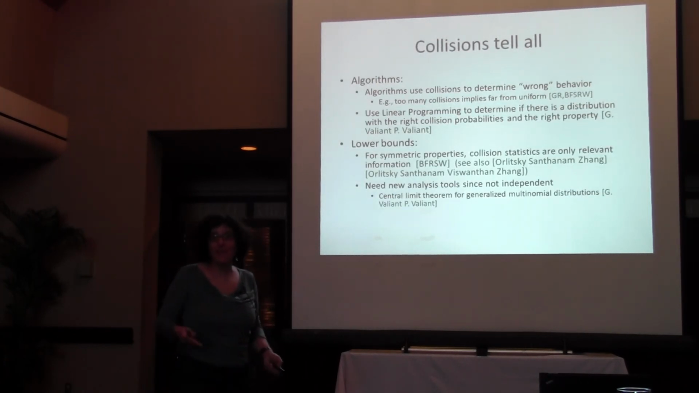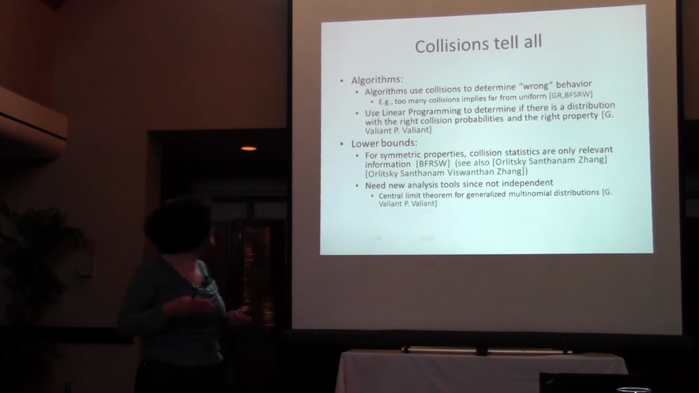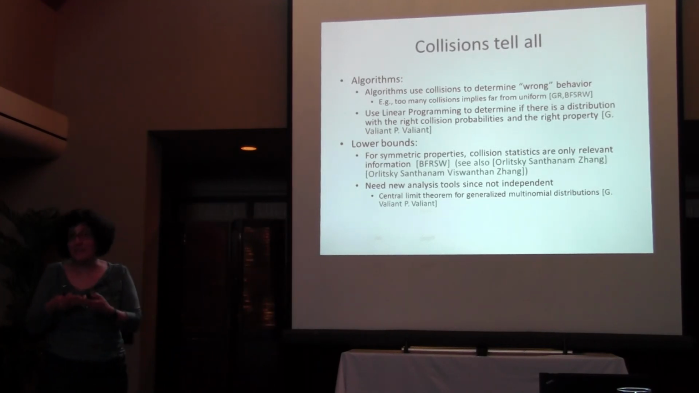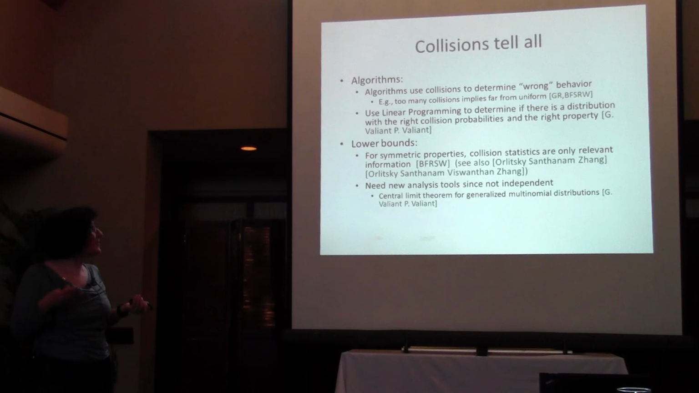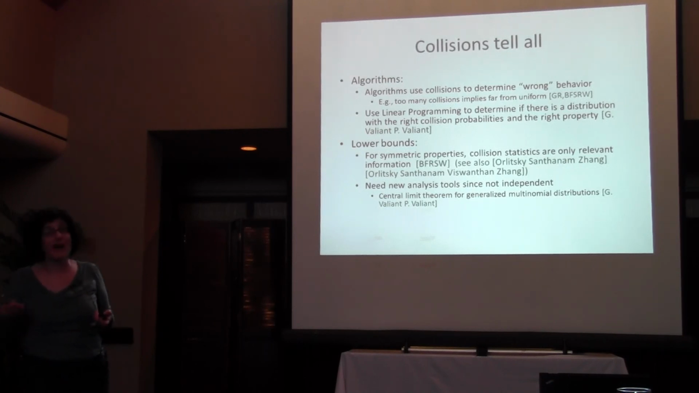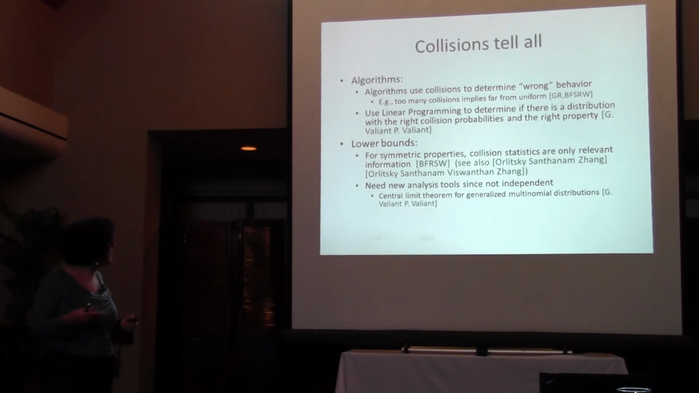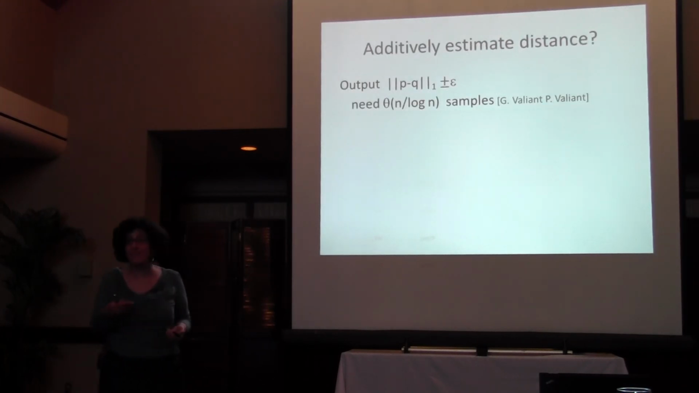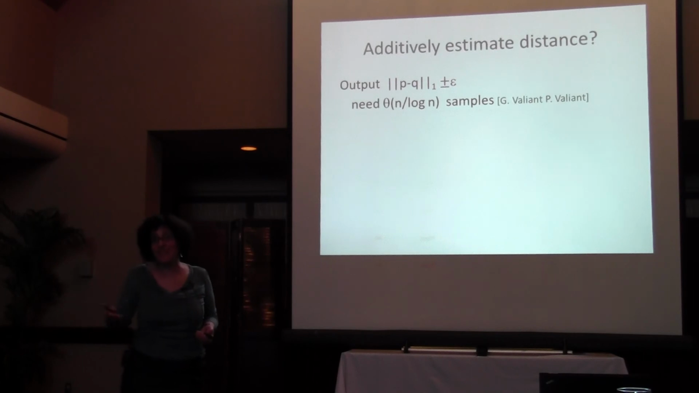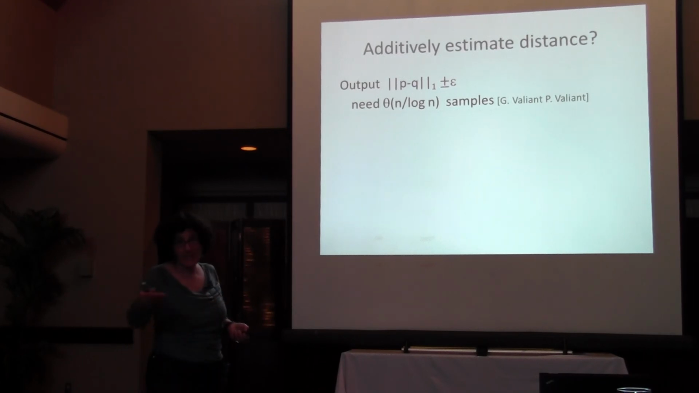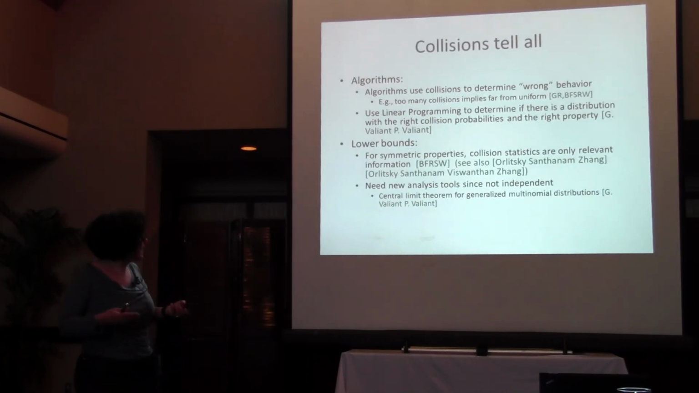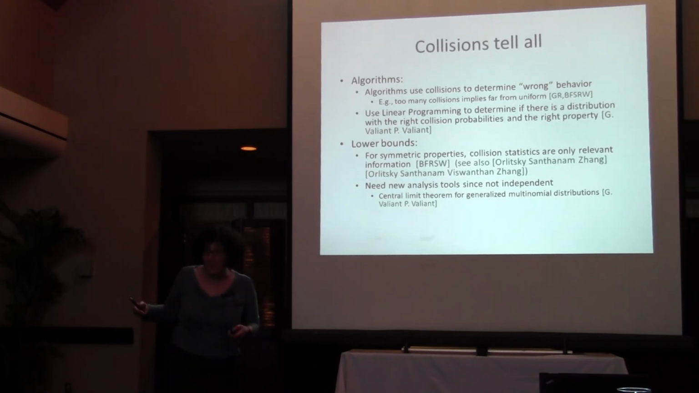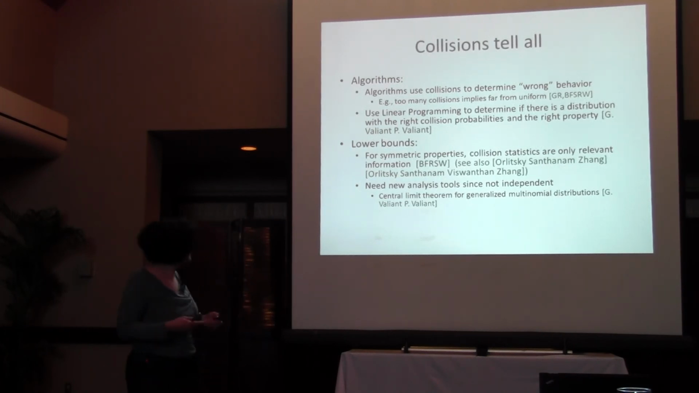And so the moral of all these slides up till now is collisions tell all. The algorithms use collisions to determine wrong behavior, like too many collisions would tell you how far you are from uniform. But in this result here, to additively estimate the distance, and a few other results that I'm going to mention due to the Valiants in later slides, they actually use linear programming to determine if there is a distribution with the right collision probabilities and the right property. Okay, so it's really nice work.